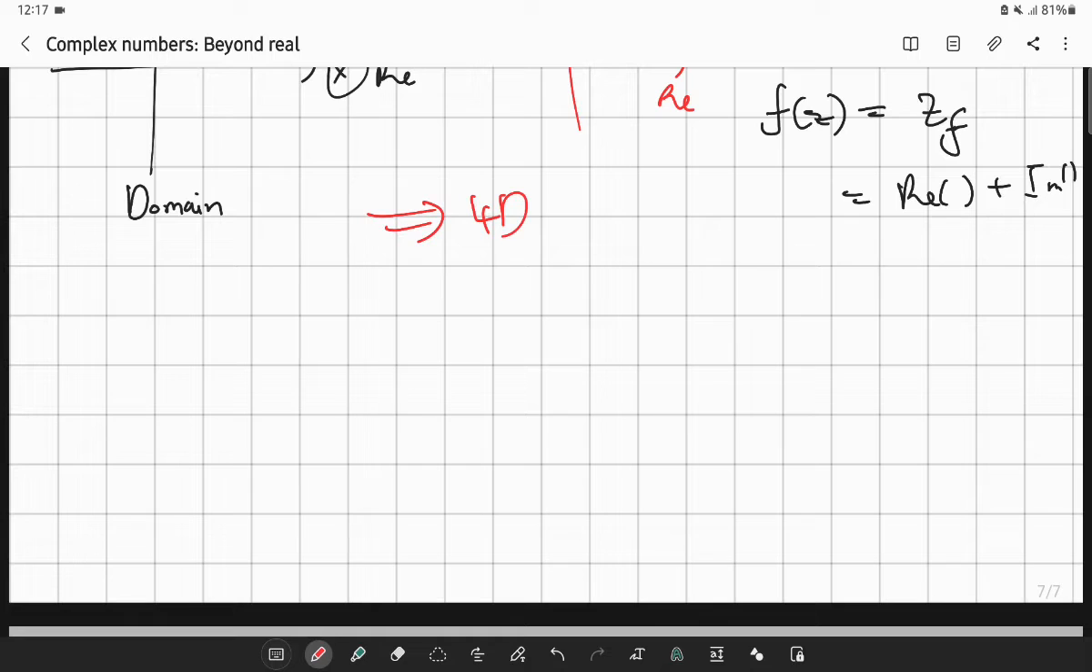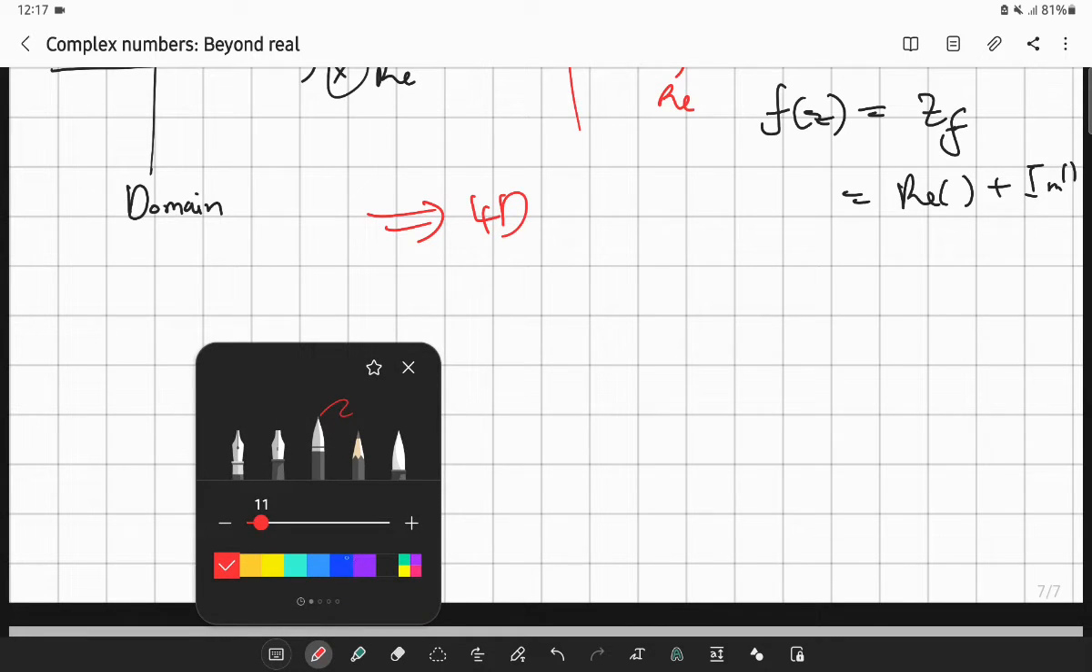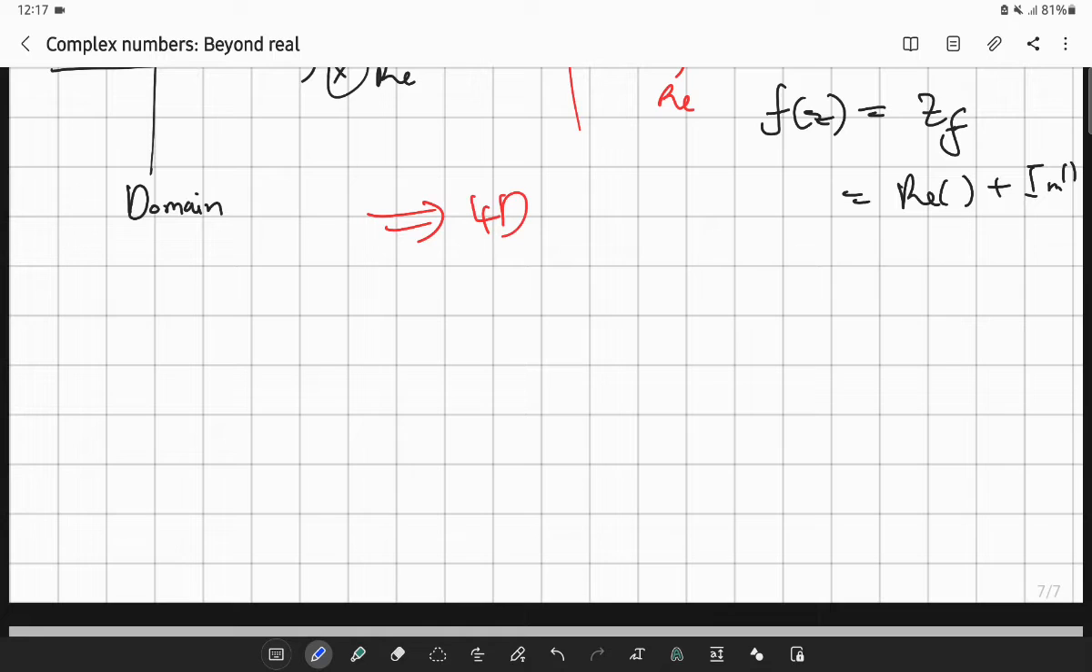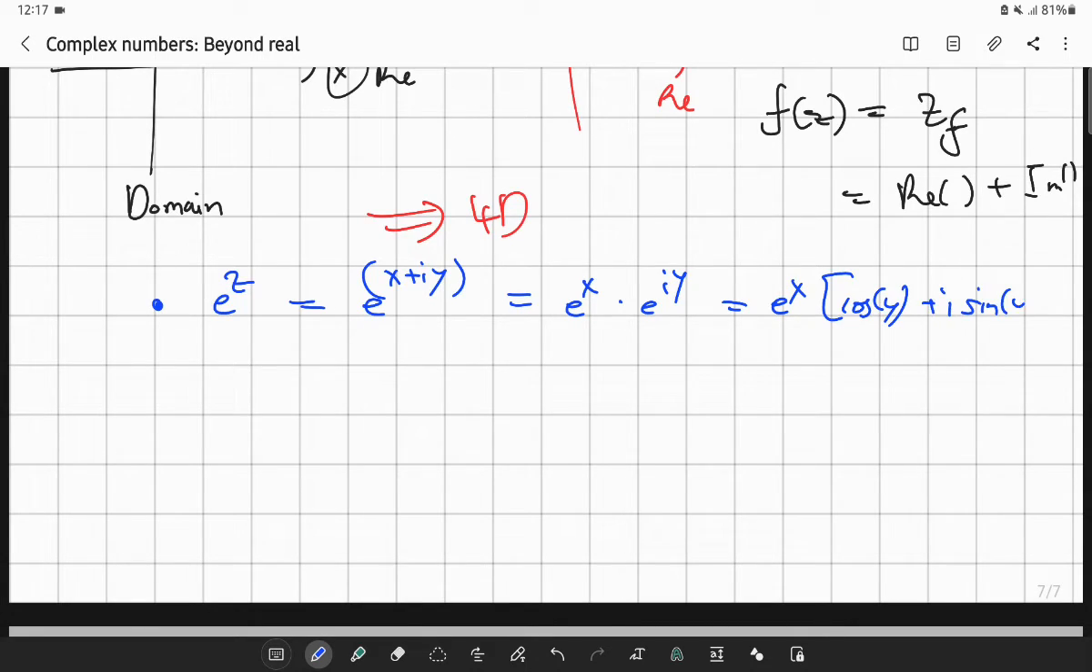Okay, so now there are actually three important functions that are quite important for this course that you deal with a lot. These are e raised to z, the exponential function. In real we have e raised to x, but here z is x plus iy, so e raised to x plus iy. This will be equal to e raised to x times e raised to iy, which is e raised to x, cosine y plus i sine y. Okay, simple enough. E raised to z is simple enough.